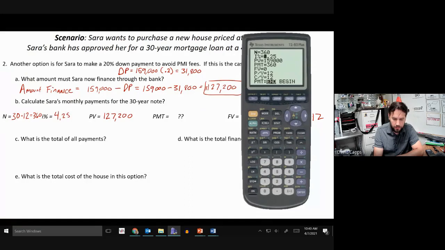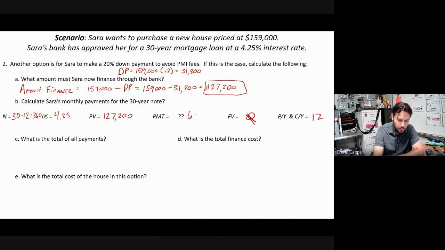So we have 360, 4.25% interest. Her present value has changed. Now it's 127,200. And future value is 0, 12 and 12. So let's calculate her payment now. Alpha, enter for PMT. Now her payment has dropped about $100, to $625.75. Hey, that's great. $100 cheaper.